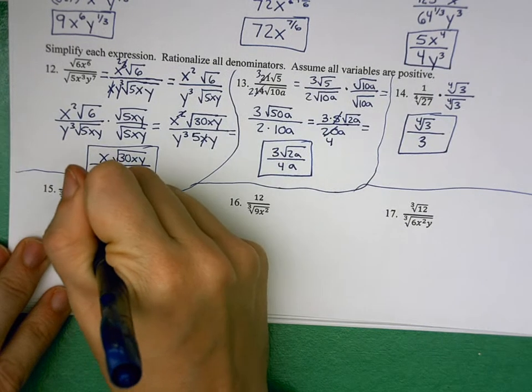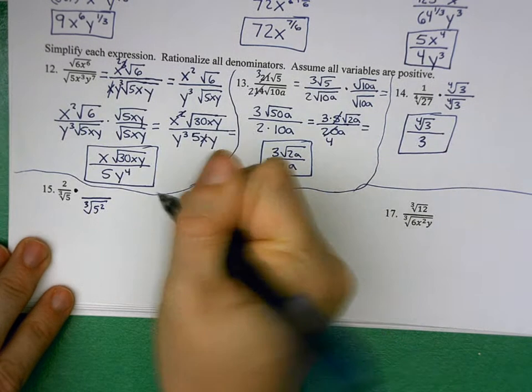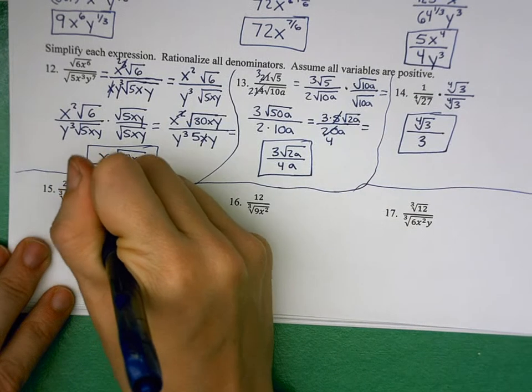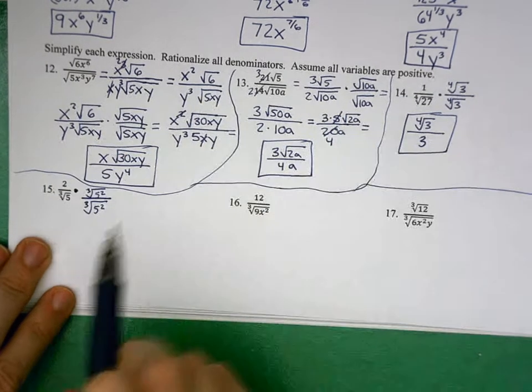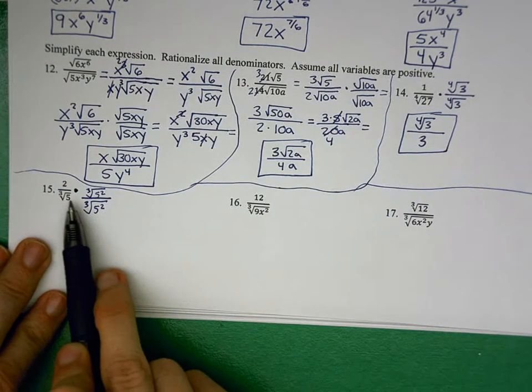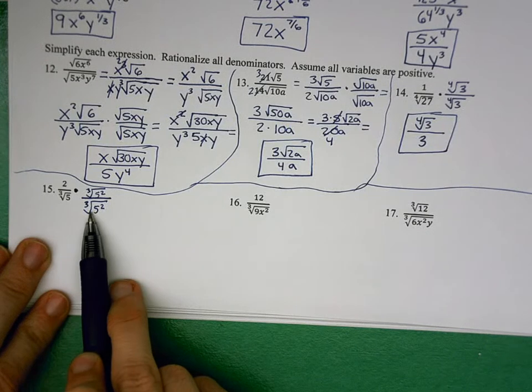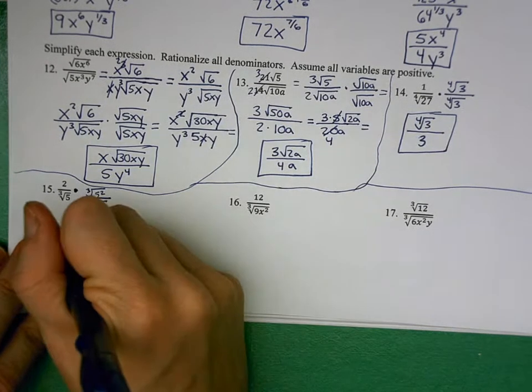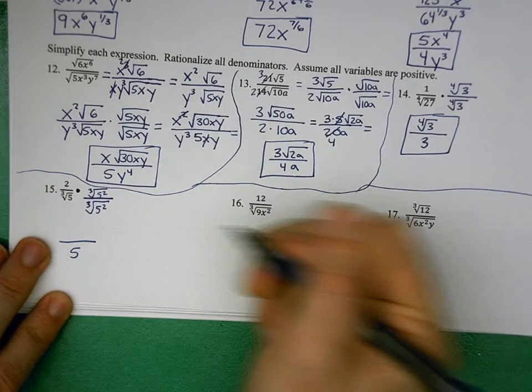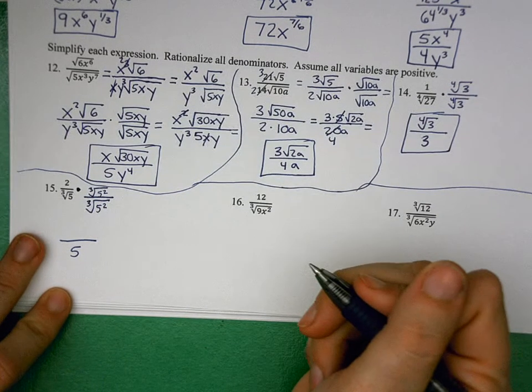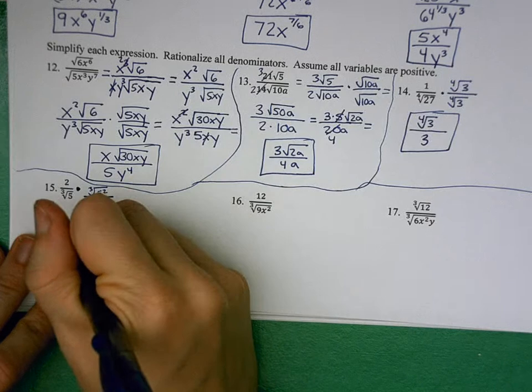I want the cube root of 5 squared. Because now I will have 3 5s when I multiply these together, so the 5 cubed will cancel with the cube root, which will leave me with just 5 in the denominator. On top, we have our 2 and our cube root of 5 squared, which is 25.